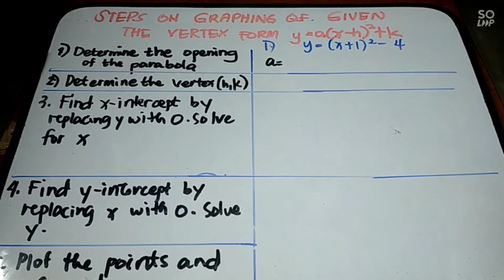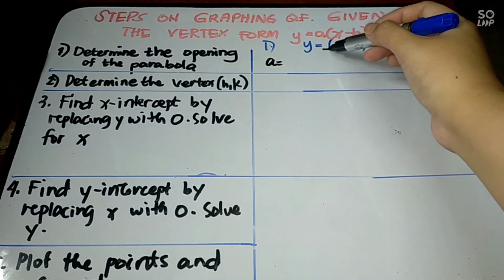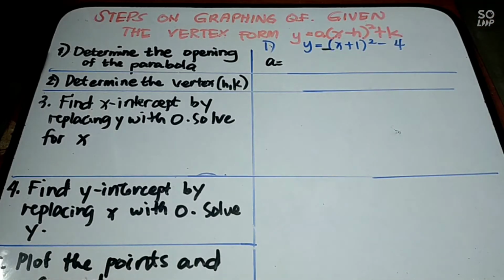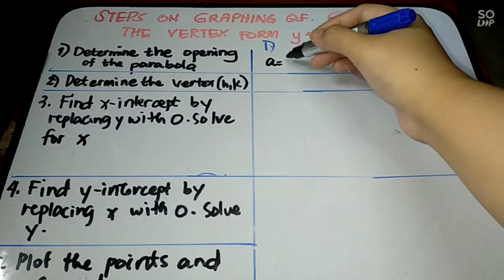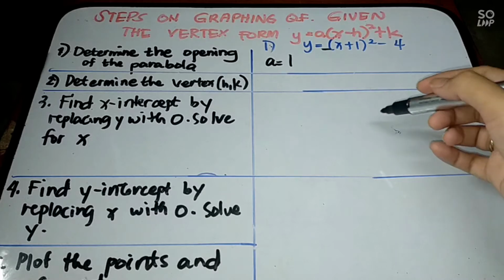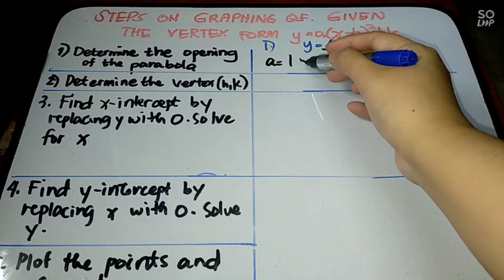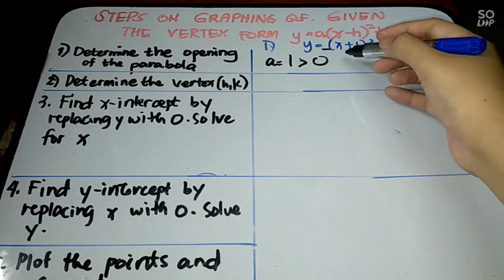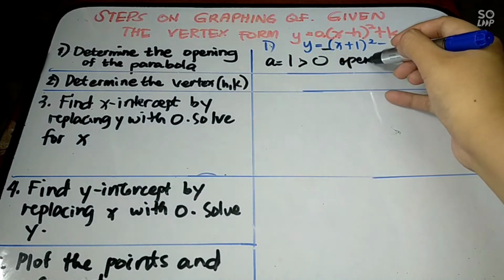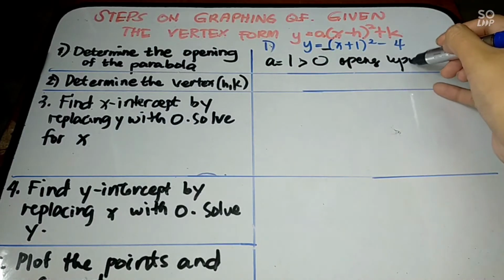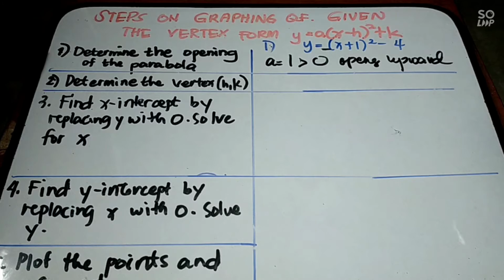So, for us to find a, ano lang yung katabi ni x sa labas ng open and close parentheses. As you can see, wala kang nakitang number, therefore, it is an invisible 1. So, since it is positive and greater than 0, the opening of the parabola, it opens upward. Right? Kung negative yan, it opens downward.